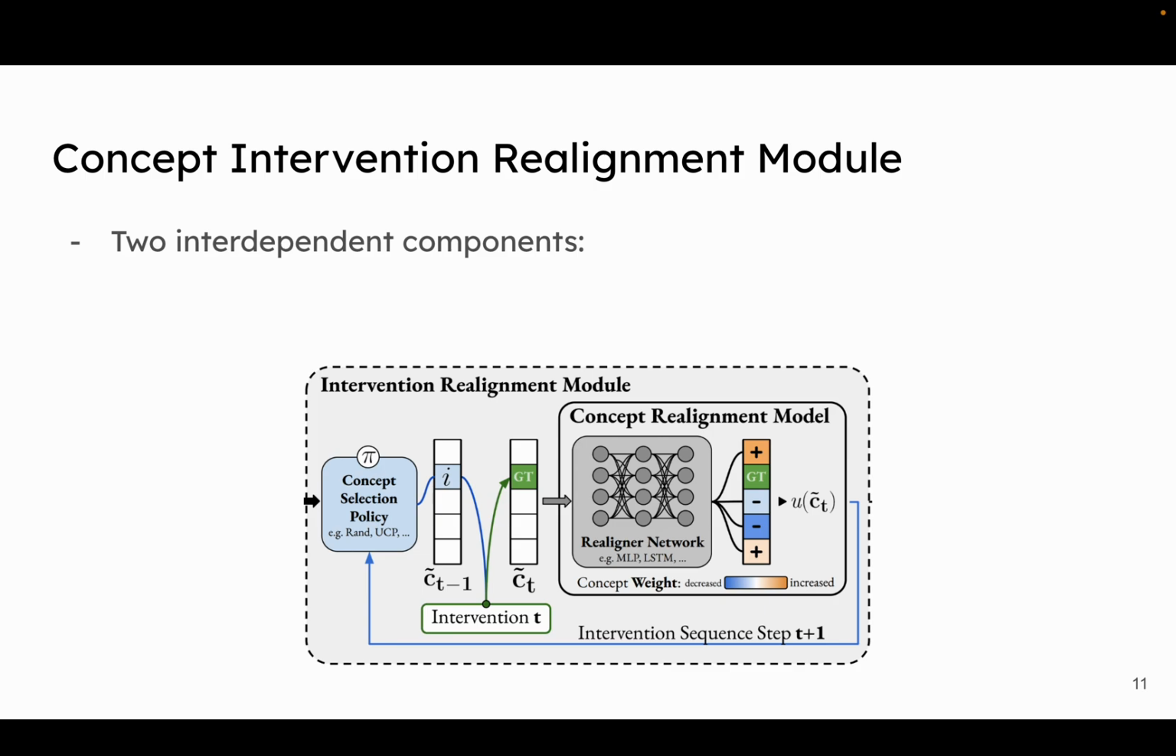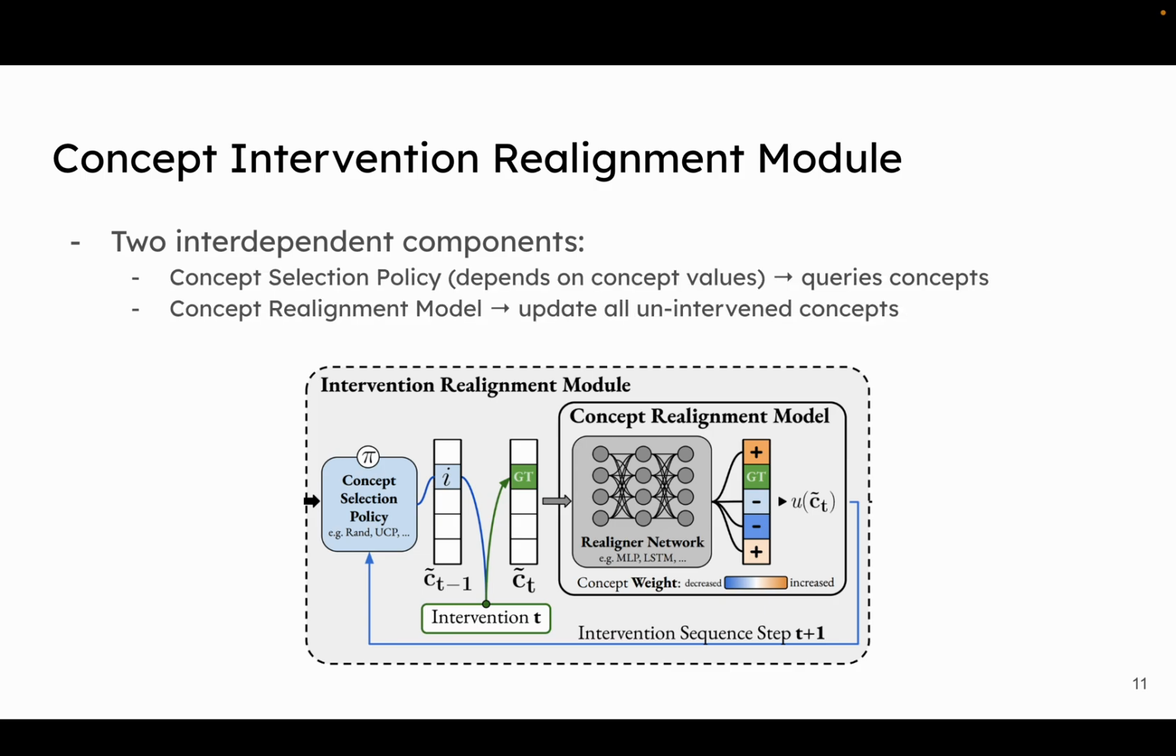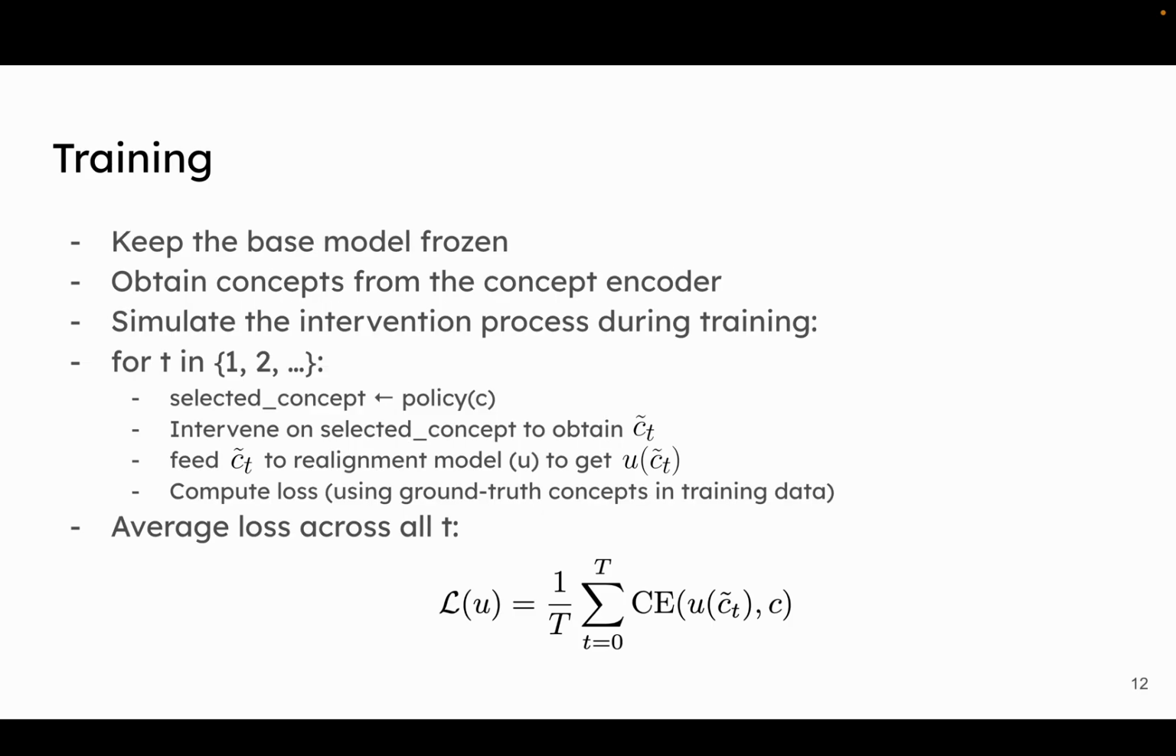The realignment module consists of two components. First, the concept selection policy, which decides which concept the user should intervene on. Second, the concept realignment model, which updates the values of all unintervened concepts.